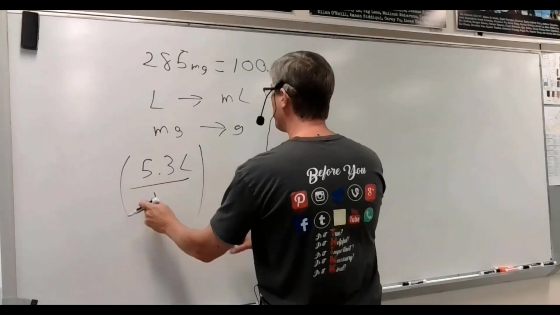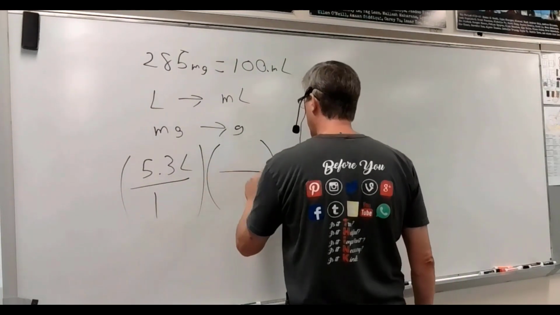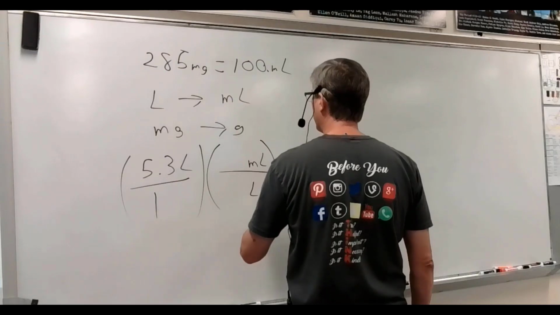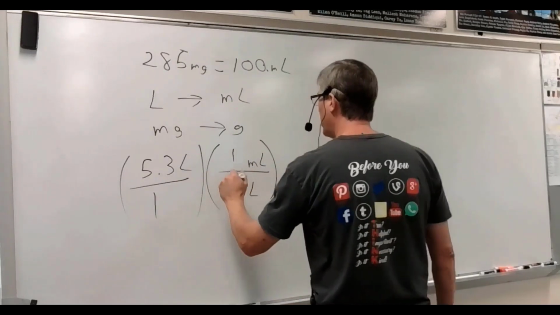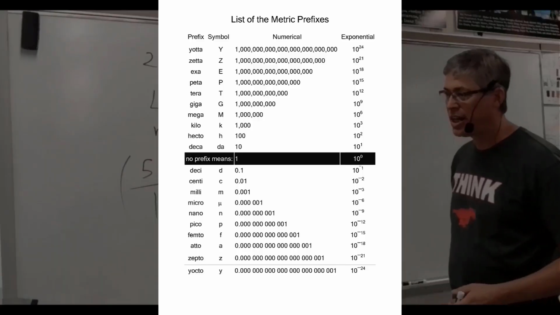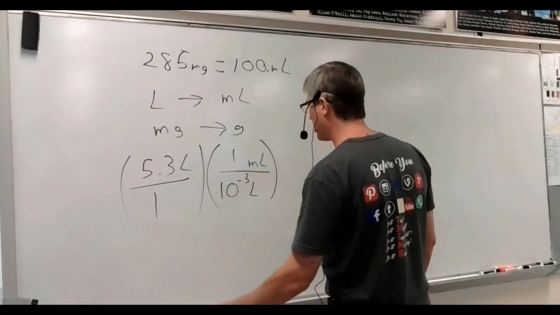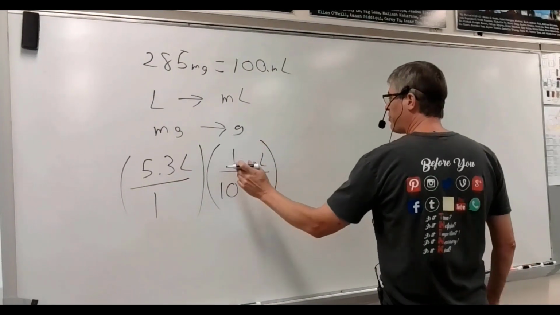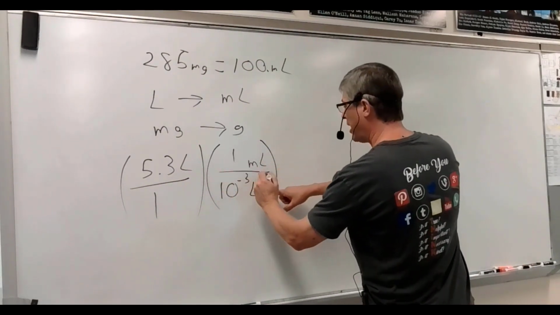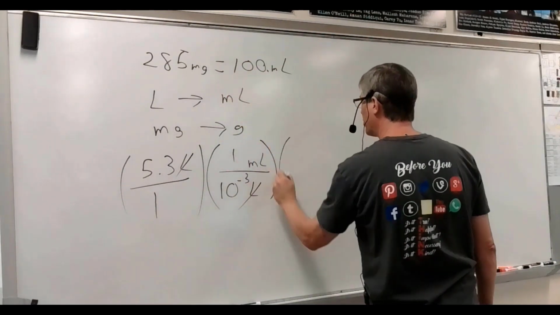So 5.3 liters. I want liters in the denominator, milliliters in the numerator. The 1 goes with the prefix, 10 to the negative 3. Hopefully you're referring back to that table and you're getting these memorized. The only ones you have to memorize is the metric. Now I've canceled liters and I am at milliliters, so I can use this conversion factor.